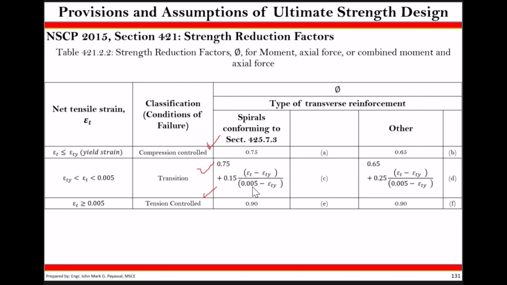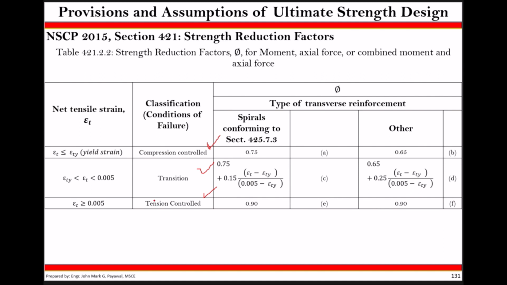Under transition, ito yung dalawang values using the formula. For spirals conforming to 425.7.7, it should be 0.75 plus 0.15 multiplied by this expression. Okay? ET minus ETY over 0.005 minus ETY. Tapos kapag other, gawin lang natin siyang 0.65 plus 0.25 of the same expression. Tension controlled, kahit anong case niya, 0.9 lang siya.